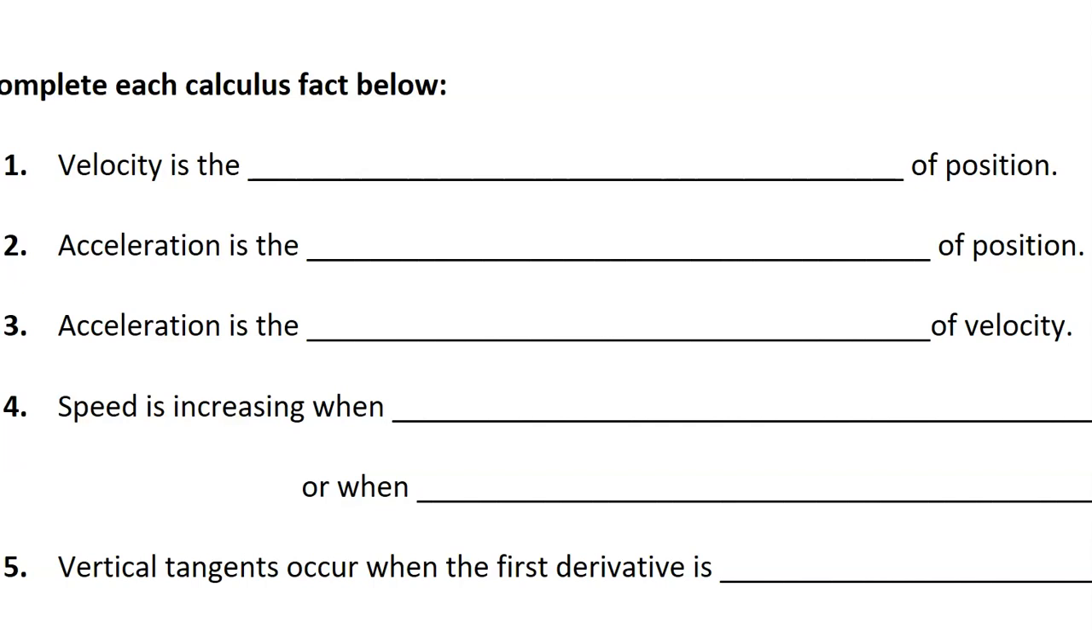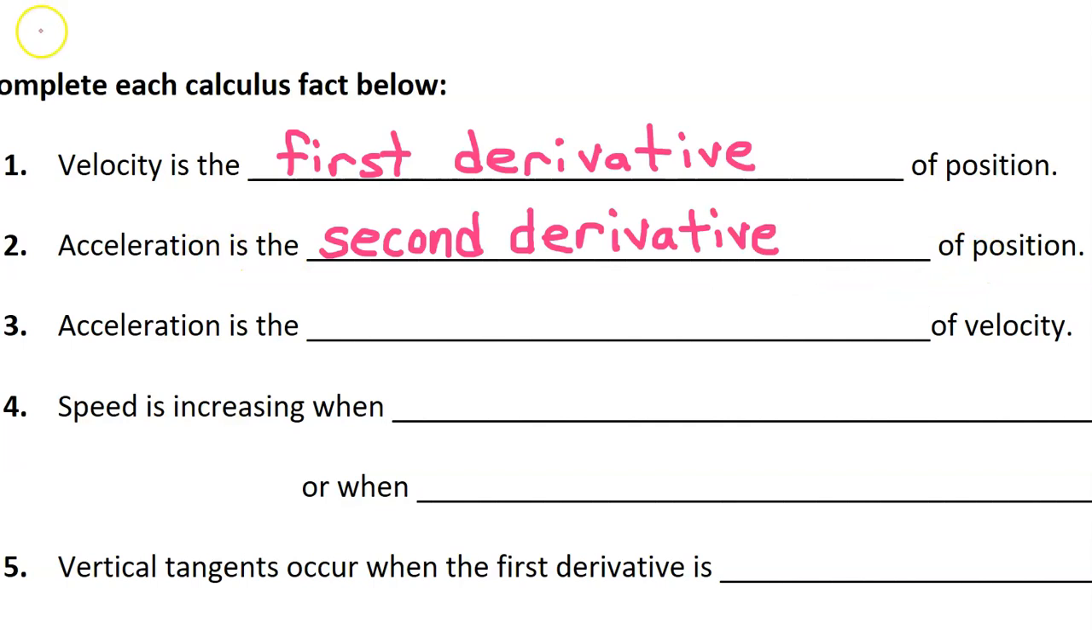What's the relationship between the velocity and position? Velocity is the first derivative of position. Now, what's the relationship between acceleration and position? Acceleration is the second derivative of position. So what's the relationship between acceleration and velocity? Acceleration is the first derivative of velocity.